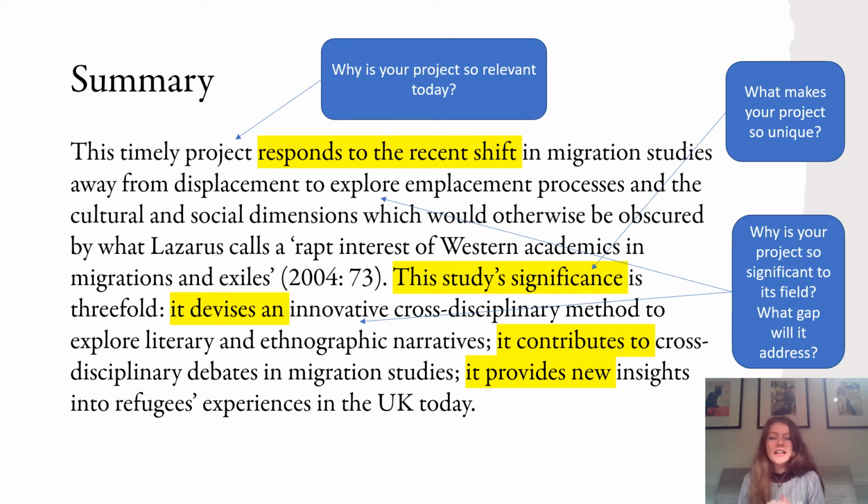So first off, I've said you need to consider, why is your project so relevant today? Because that is the biggest question to a funding body, and that's what they will ask when they see your project. Well, why now? Why do we need to fund this project now? Why is it so timely? Why couldn't it have been done previously? Why hasn't it been done previously? What makes it so important today to give money to you to do this project?